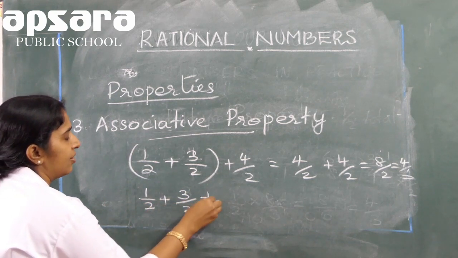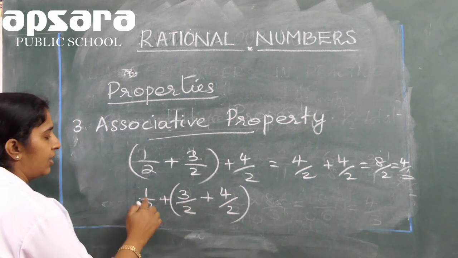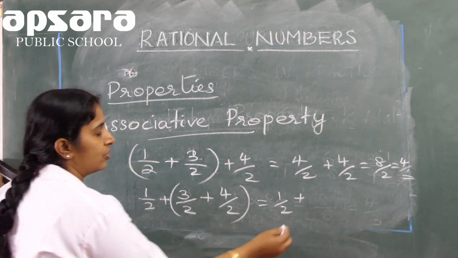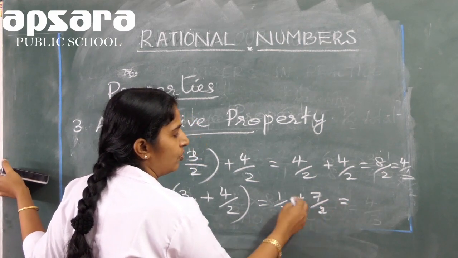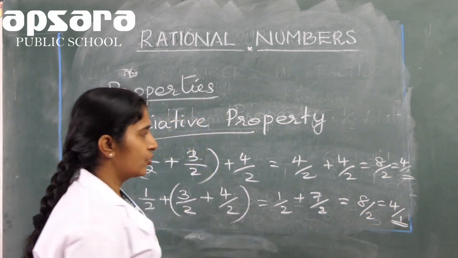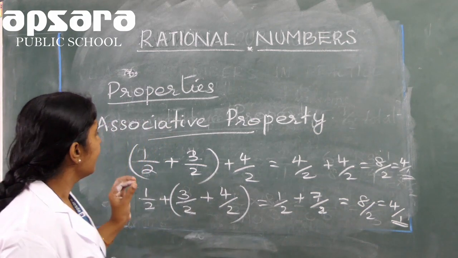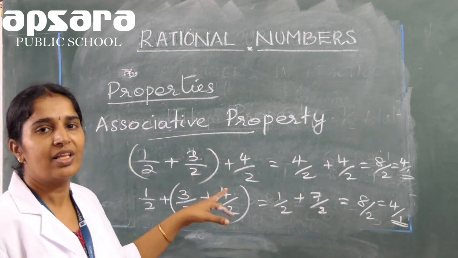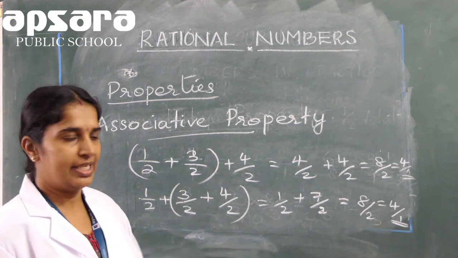1 by 2 plus 3 by 2 plus 4 by 2. Add these two first: 1 by 2 plus, what is 3 by 2 plus 4 by 2? It is 7 by 2. Now 1 by 2 plus 7 by 2 is equal to 8 by 2. Again you are getting 4 by 1, which is 4. So are both the answers equal? Yes. So we can say that addition of rational numbers is associative.